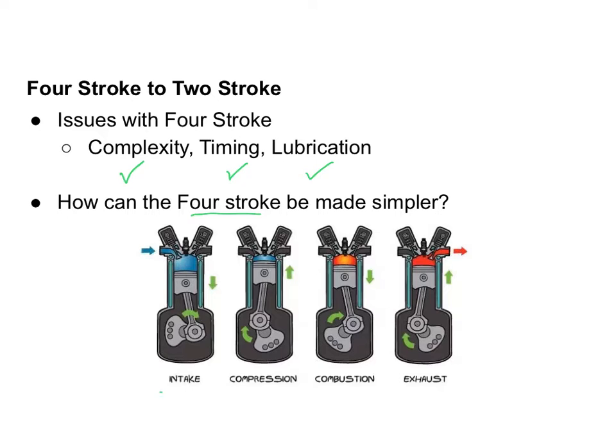The first one is intake, where the air-fuel mixture comes into the engine. Compression, where the air-fuel mixture is compressed inside the combustion chamber. Combustion, where the spark plug ignites the air-fuel mixture, sending the piston down, and then the exhaust stroke, which pushes the exhausted air-fuel mixture out to the exhaust. A two-stroke engine completes the four strokes of a four-stroke engine cycle in just two strokes.